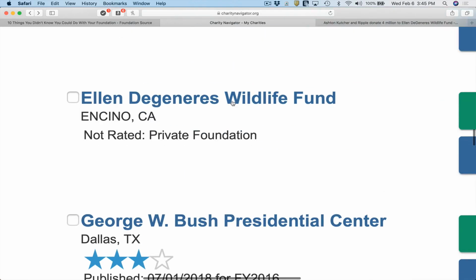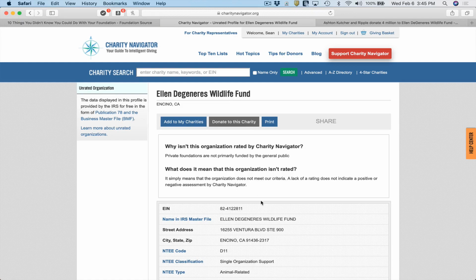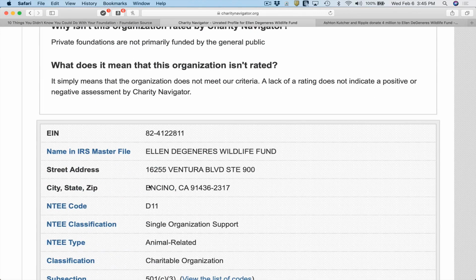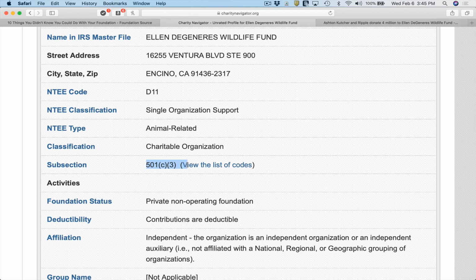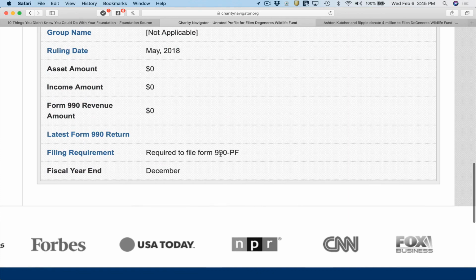Here's the Ellen DeGeneres Wildlife Fund. I wanted to show you this real quickly just to give you perspective on what you can do. And you can see that it's set up in Encino, California, the Ellen DeGeneres Wildlife Fund. Here's her EIN number, okay? It is a 501c3 tax-exempt organization, right? 501c3 is in the code, and it is a private non-operating foundation. It is required to file Form 990 PF.